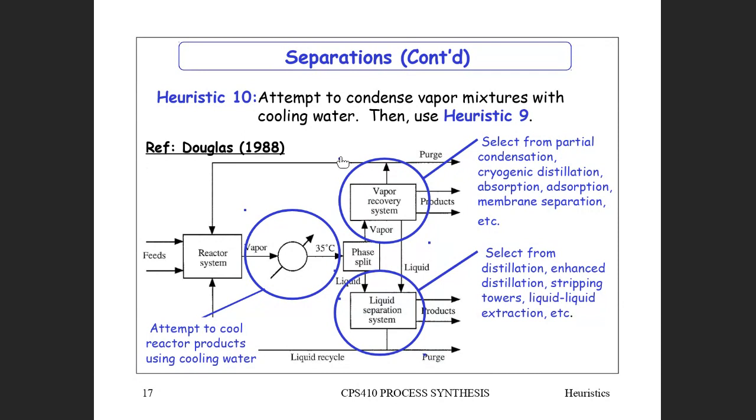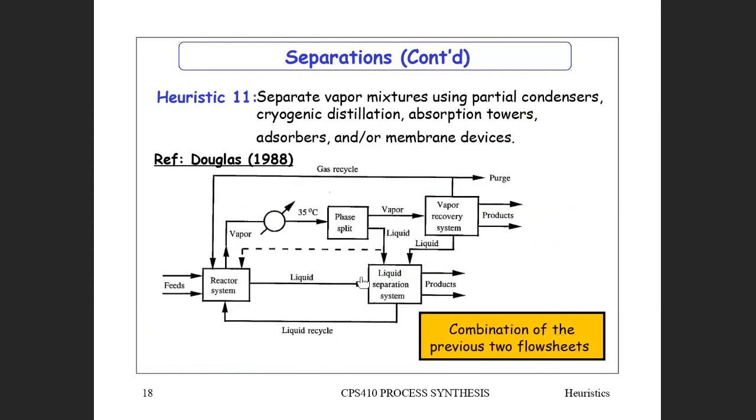Okay, so we've done heuristic 10, where we cool down as much as we can with cooling water, and then we use liquid separation. Now we're going to go on to what to do with the vapor, and that will be heuristic 11: separate vapor mixtures using partial condensers, cryogenic distillation, absorption towers, absorbers, and/or membrane devices.